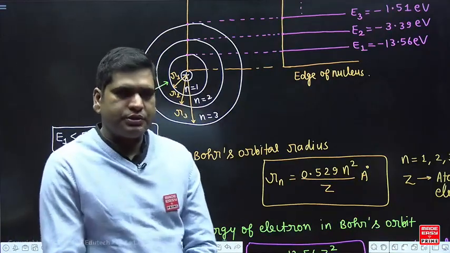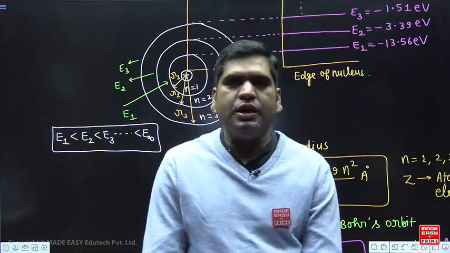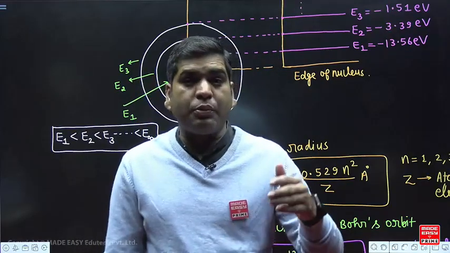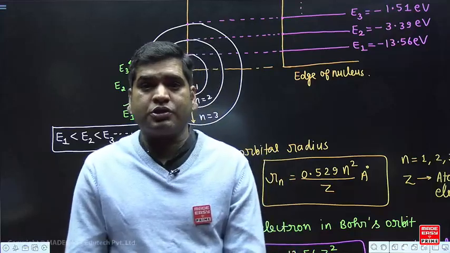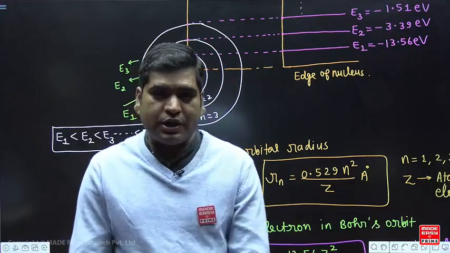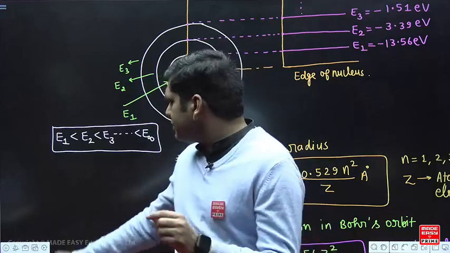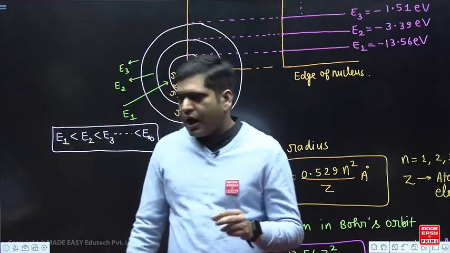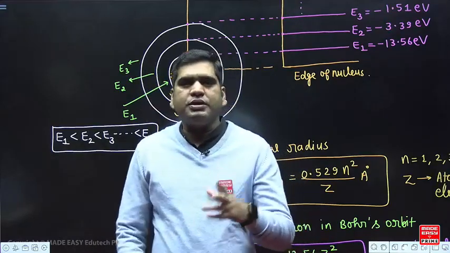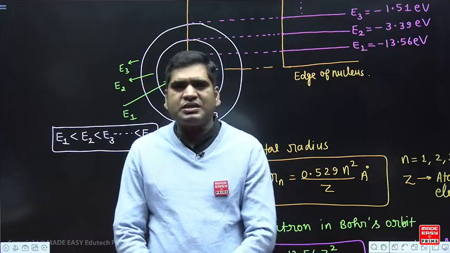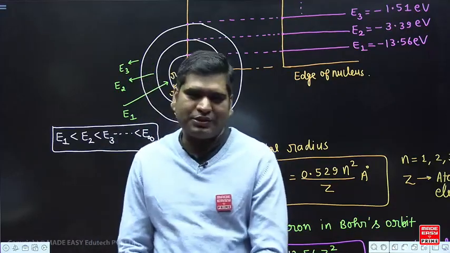So one big conclusion is that as we are moving away from the nucleus, energy of the electron is increasing. जैसे जैसे हम न्यूक्लियस से दूर जा रहे हैं, इलेक्ट्रॉन की एनर्जी बढ़ती चली जा रही है. As we are moving away from the nucleus, energy of the electron is increasing, right? So closer the electron to the nucleus, lesser is its total amount of energy, and farther the electron is from the nucleus, higher is its total energy.